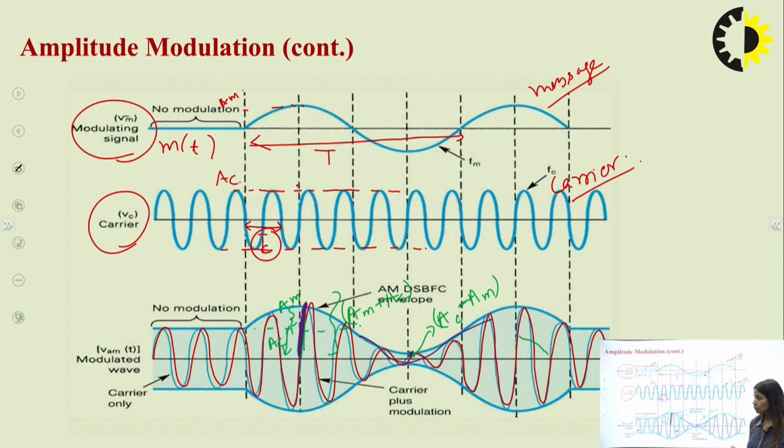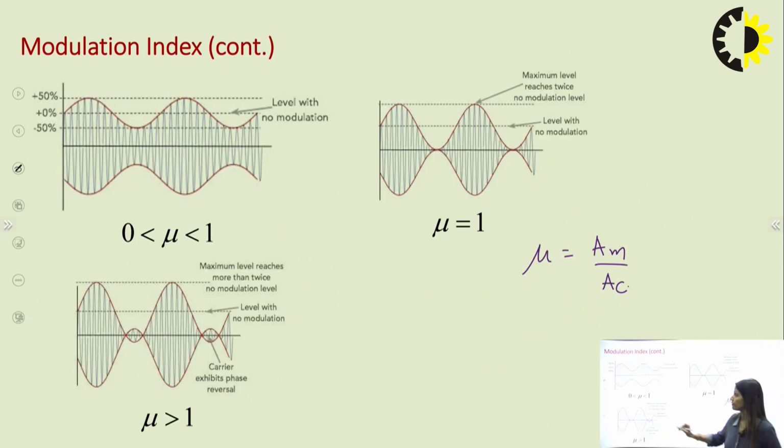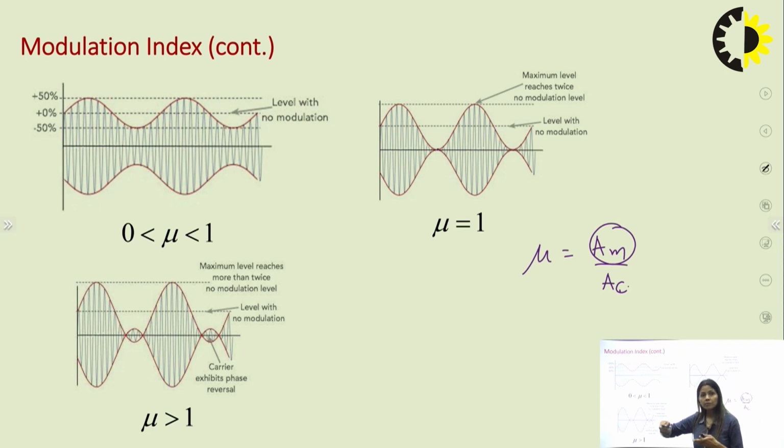So there will be an overlapping, and if AM is exactly equal to AC, this line will touch like this. So here are the three cases. If the mu value is between 0 and 1, that means AM is less than AC, and there will be a gap. If mu is exactly equal to 1, these two will touch each other. And if AM is greater than AC, this AM will go down the x-axis, and this is not preferred. This is the preferred modulation index for the amplitude modulation process, right?